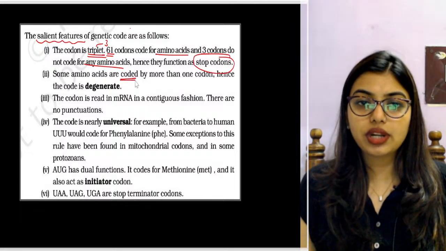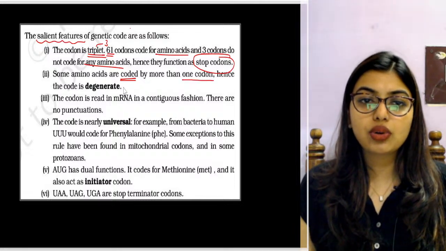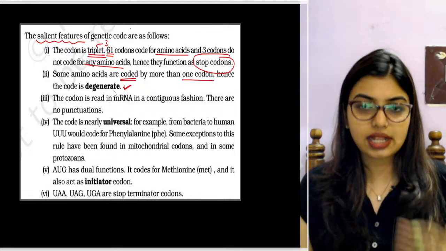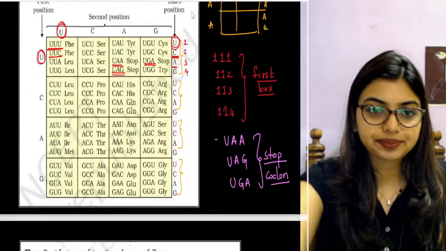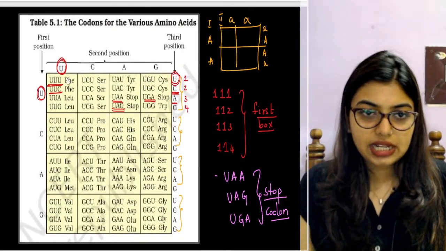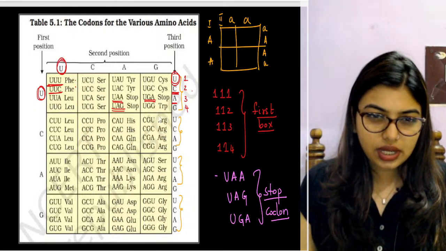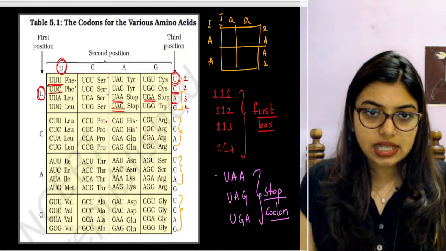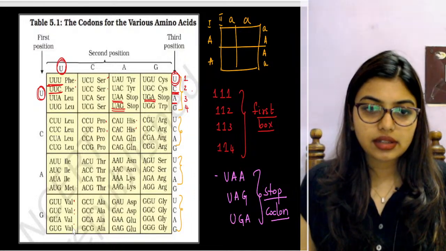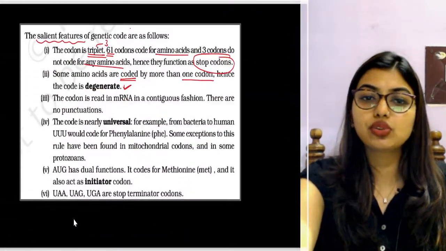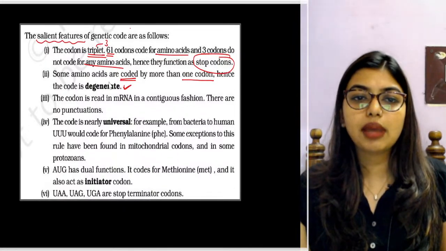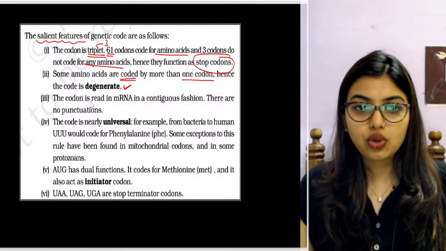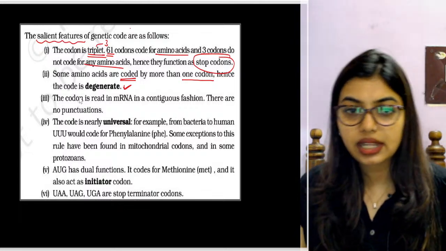Some amino acids are coded by more than 1 codon. Hence, the code is degenerate. That is, some amino acids are coded for by more than 1 codon. Let's go here and see. Phenylalanine is going to code for this. Somewhere else also it's there. See, two codons. See here also, histidine. Here also, serine. Like that, valine. So one amino acid can be coded by 2 or 3 different codons, hence the code is degenerate.